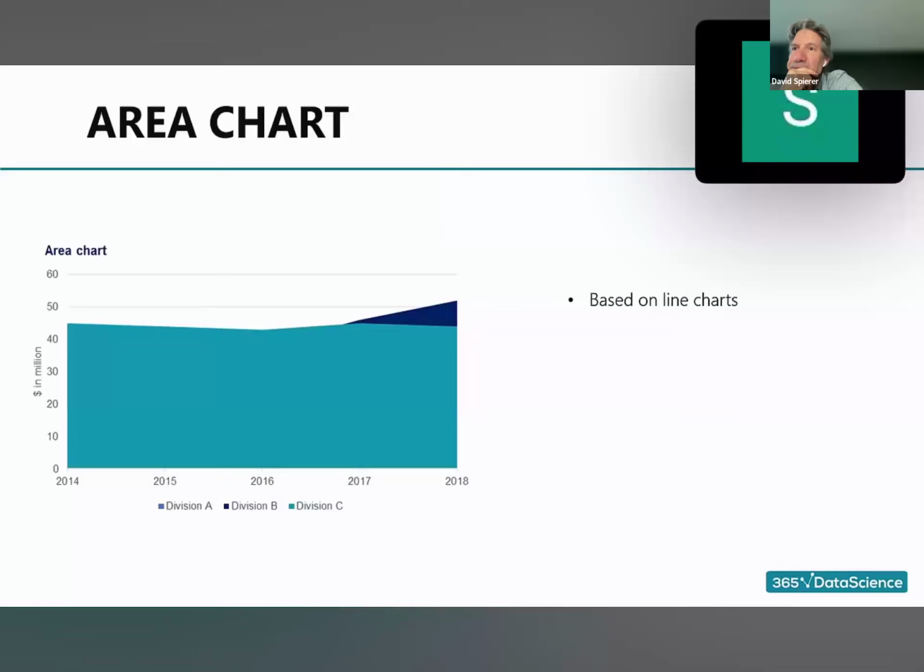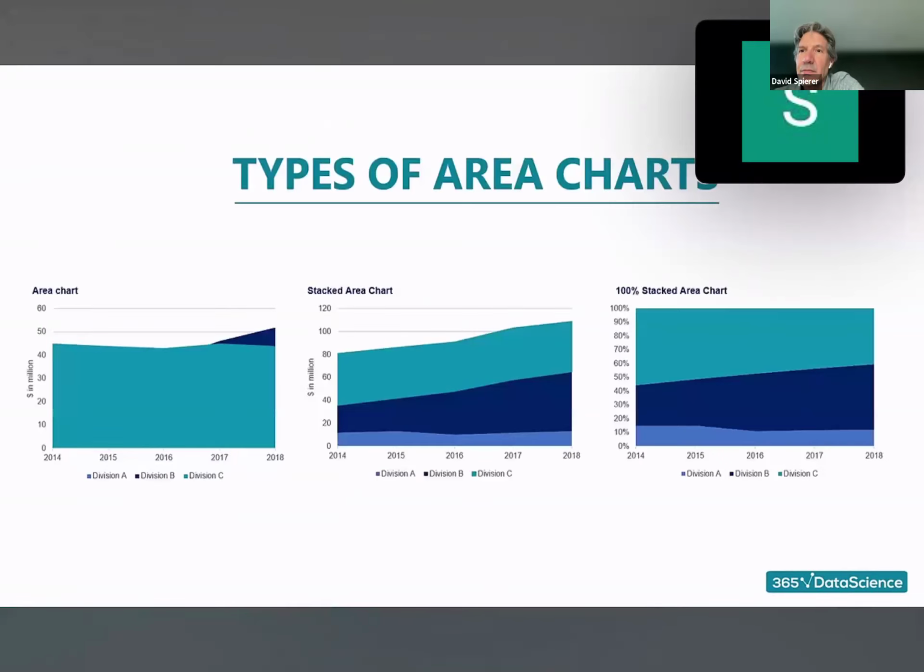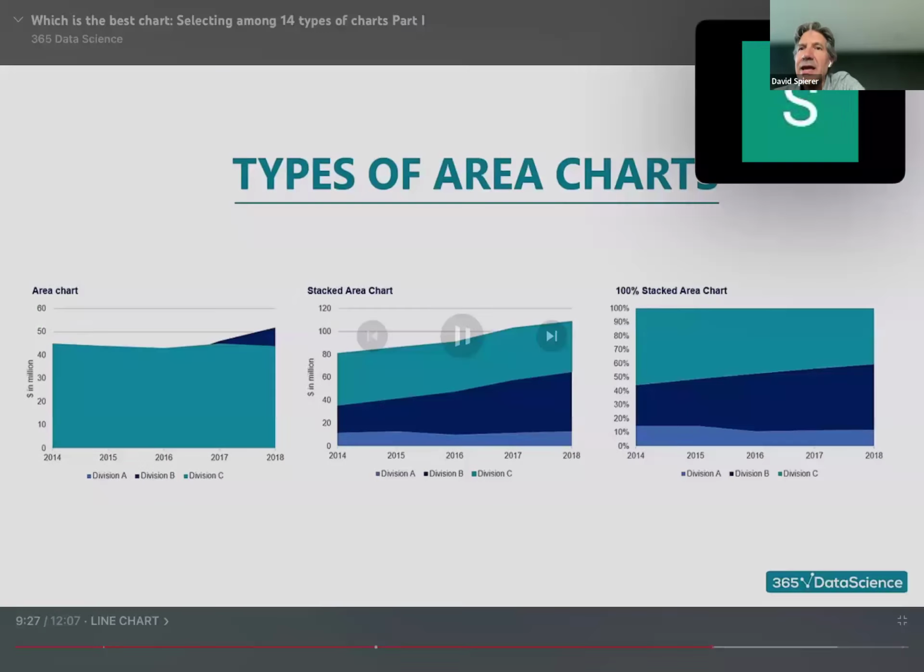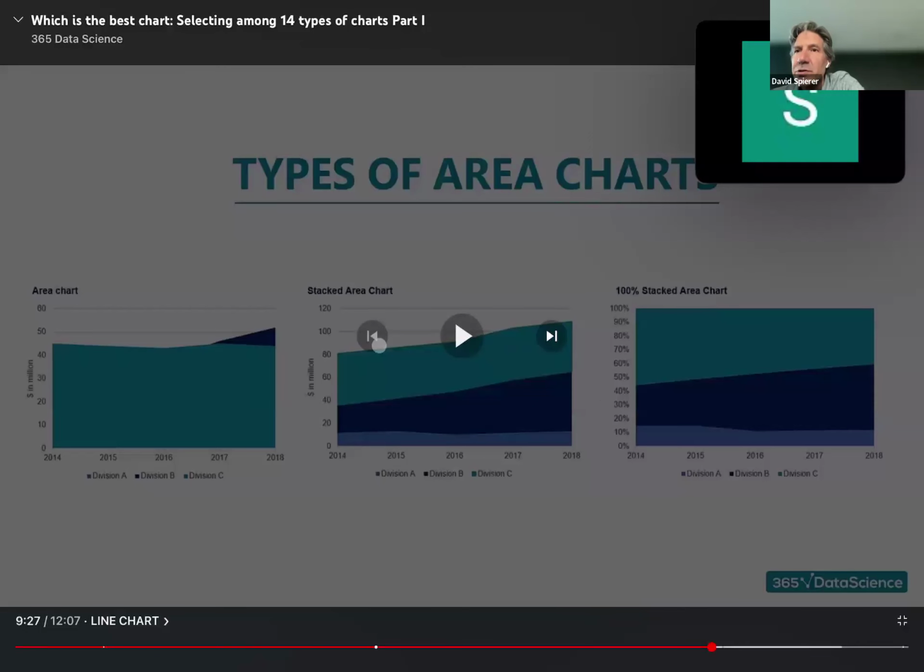So please pay attention. The idea of an area chart is based on the line chart. Colored regions, areas, show us the development of each variable over time. There are 3 types of area charts. Again, there's that stacked area chart, which is like the stacked line chart, and then the 100%.